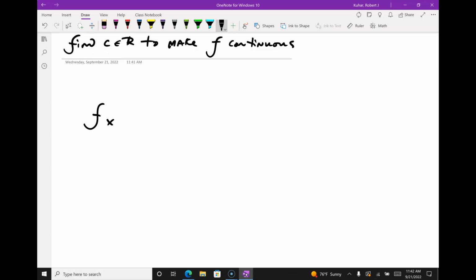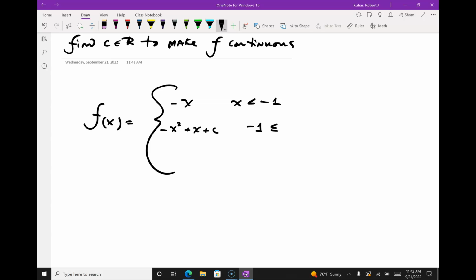So I've got this function, a three-piece function. I've got negative x if x is less than negative 1. I've got minus x squared plus x plus c if x is between negative 1 and 2 inclusively, and 2x minus 3 if x is greater than 2. Good question to ask. So we just have to find that one value of c to get these pieces to all match, right? To connect, right? Is that making sense?